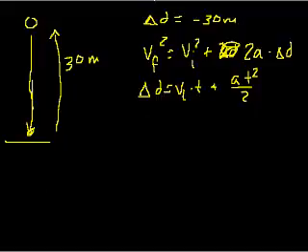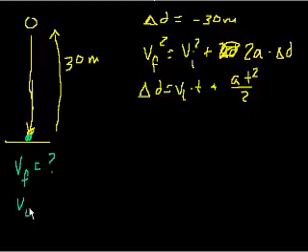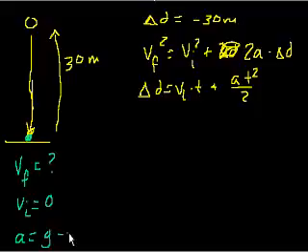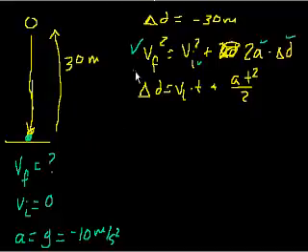One of these formulas might strike you as immediately useful, because we're trying to figure out what the velocity is when you hit the ground. We want to know the final velocity. We know the initial velocity. The initial velocity is 0, we're just letting it go. And then what's the acceleration? The acceleration is gravity, which is equal to minus 10 meters per second squared. So we could use this formula because we know VI, we know acceleration, we know change in distance, so we could solve for velocity.